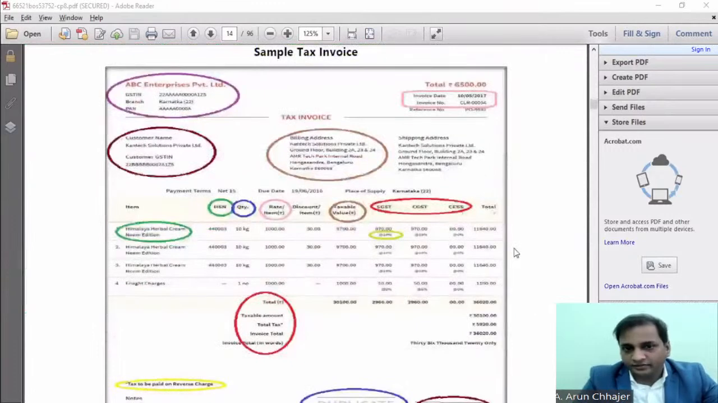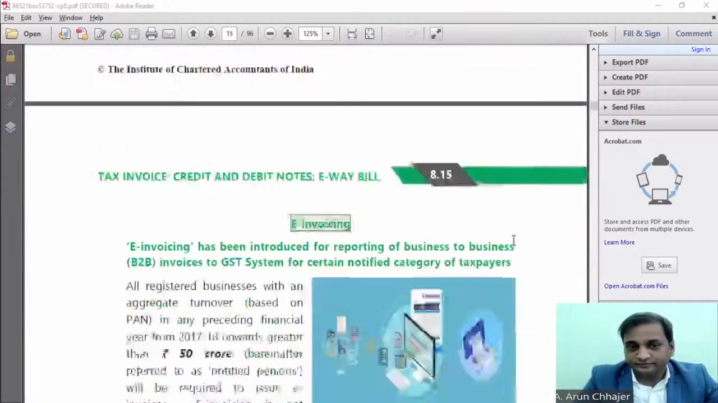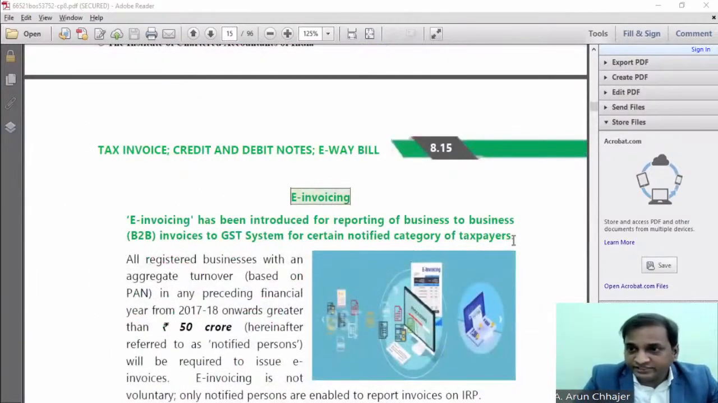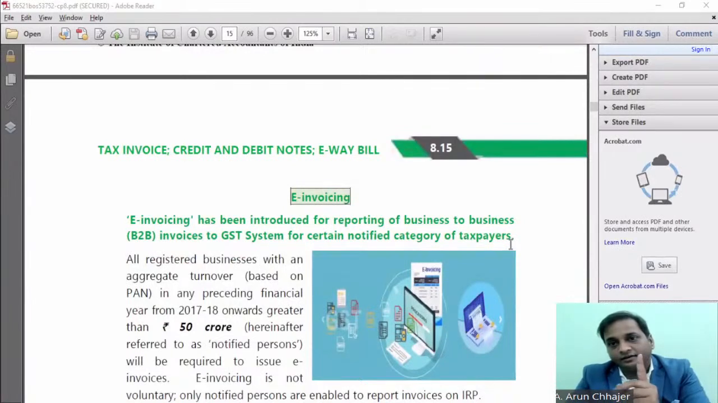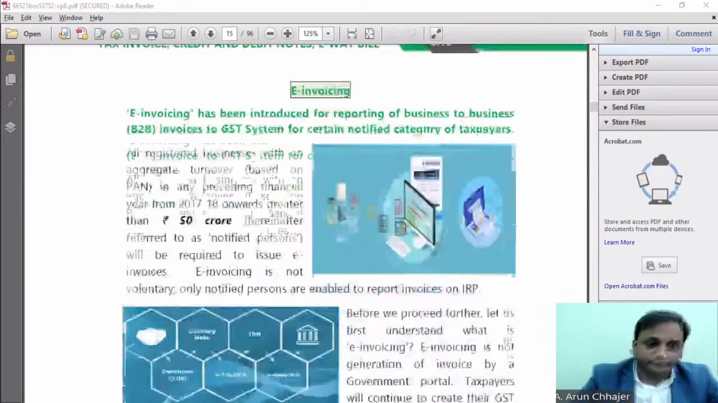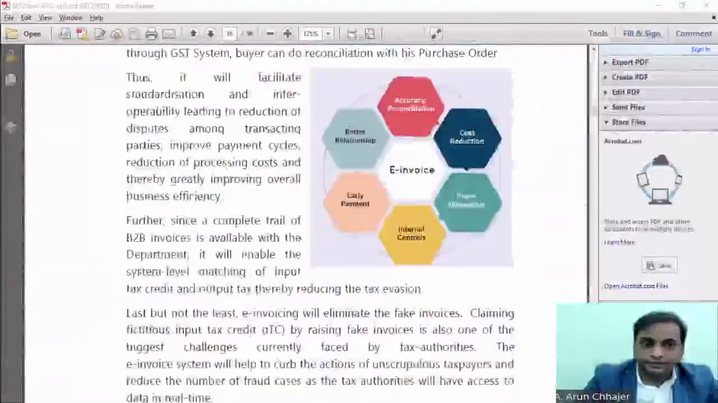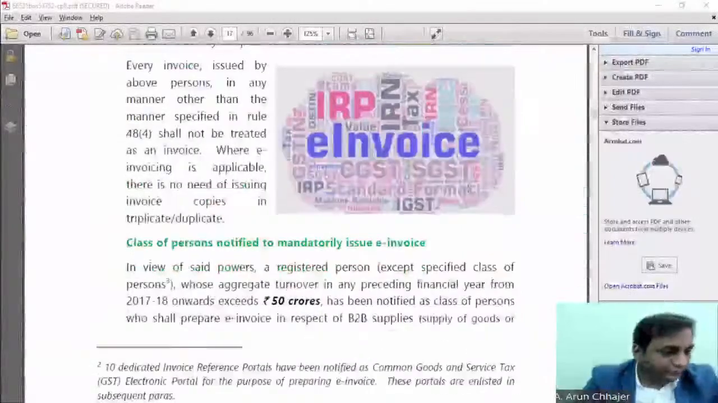This is the format. Normally, practically you have also seen the tax invoice multiple times, correct? E-invoicing part, we will cover after almost all the topics are complete, and then we will come to e-invoicing and dynamic QR code. Any question?